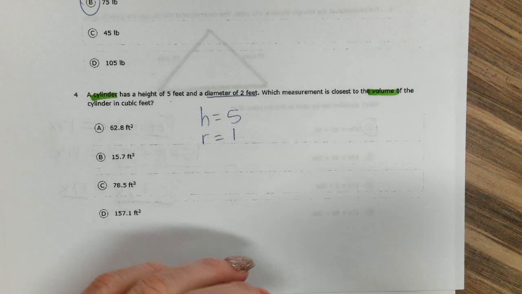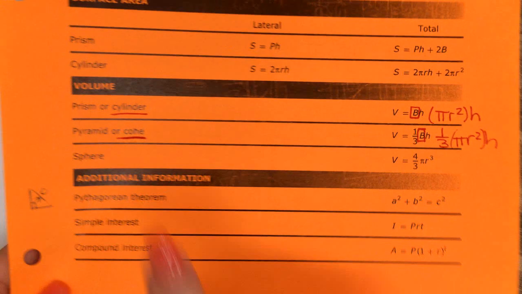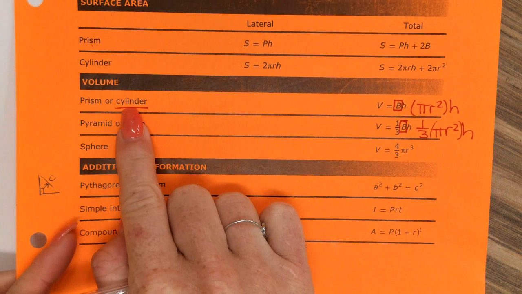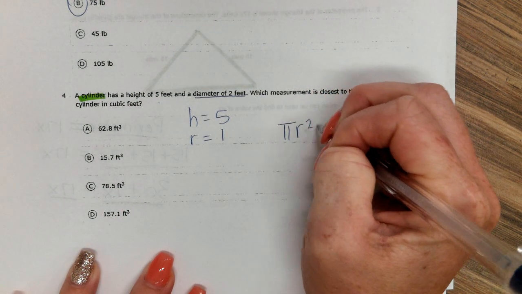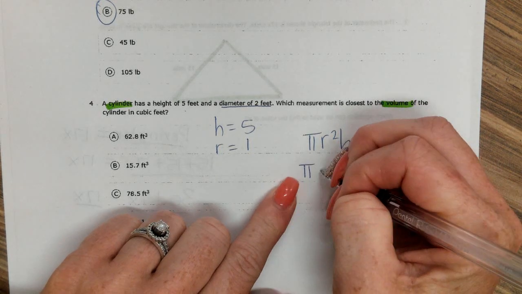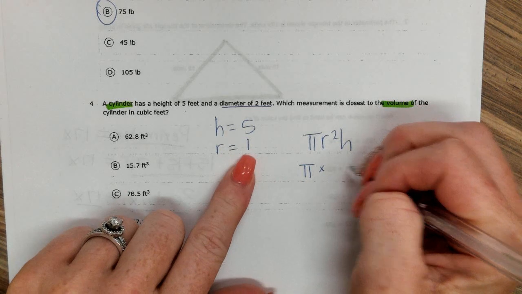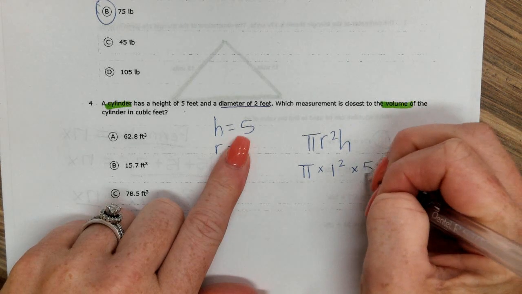That's my main clue word. So where do I need to go? To my star chart. So I go to volume of a cylinder. And I'm going to write pi r squared h. That's straight from my star chart. And now I'm going to fill in pi times my radius squared, 1 squared, times my height, which is 5.